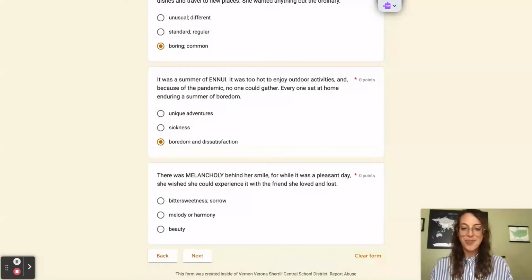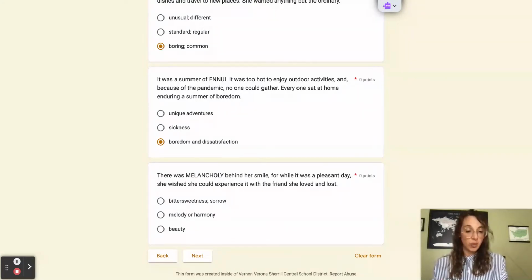Okay, the last one. There was melancholy behind her smile, for while it was a pleasant day, she wished she could experience it with the friend she loved and lost. Okay, so we're looking at the word melancholy, and this provides an explanation for why there was melancholy behind her smile. When we think of smiles, we think of happiness, but there's melancholy behind it, so something else is going on there. And we see that it's a pleasant day, it's a nice day that this person could be enjoying, hence the smile, but there's something that's holding her back from completely enjoying it.